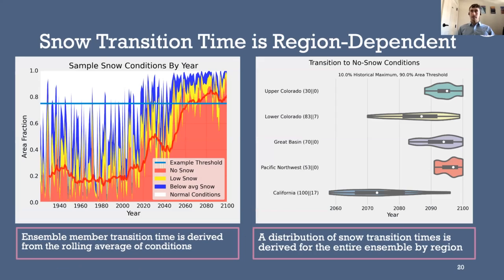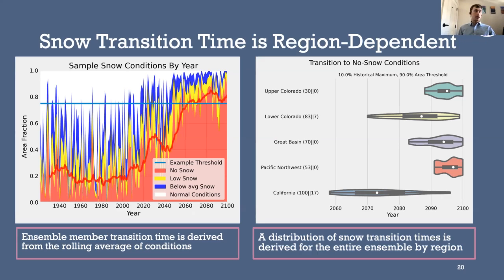So what we can do is take those classifications and aggregate them as an area fraction for each region, and then plot that through time. That's what this graph on the left is doing. It's simply plotting those conditions through time, and the red line is a rolling average, so you can see what the dominant regime is across those conditions.